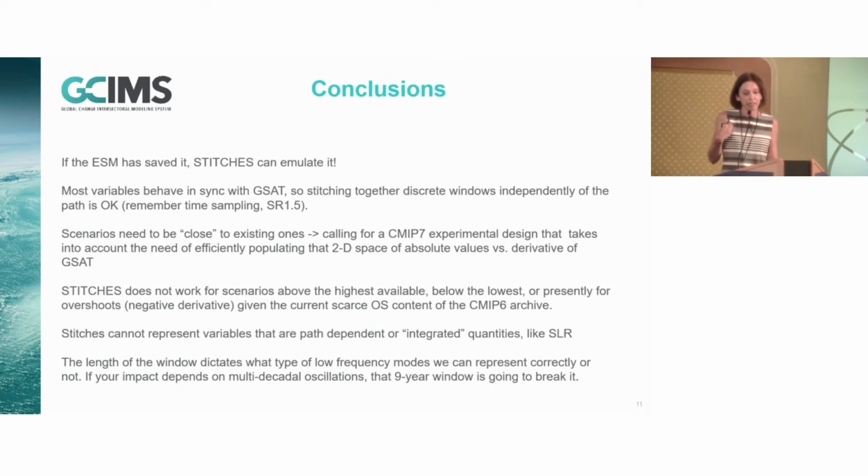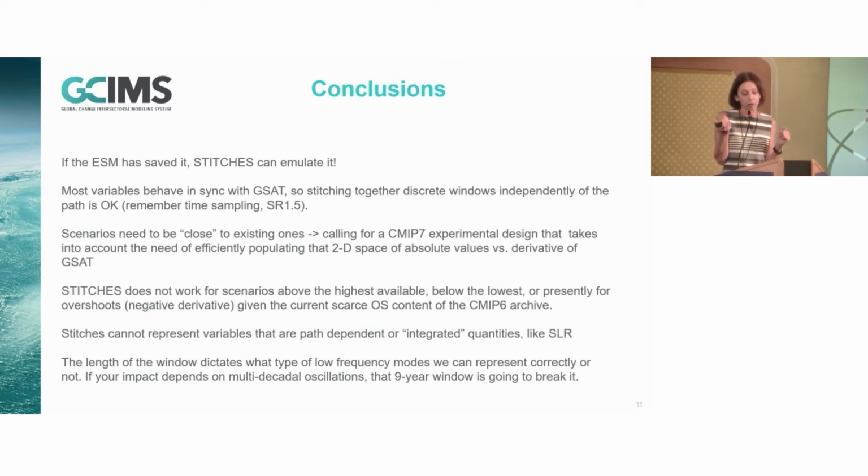Of course, to recreate a new trajectory, you have to have a rich space in that archive, and your scenario doesn't have to be too different from what you have. And so you can imagine that given the content of the archive so far, we can recreate scenarios like I showed you, intermediate between what you have. You cannot create, of course, scenarios that are above or below what you have, but most importantly, you cannot recreate scenarios, for example, that have an overshoot, that has a negative rate of change, because you don't have enough in the archive right now to approximate those.